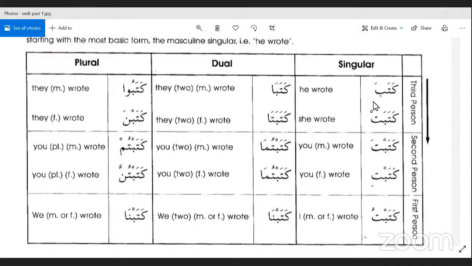Okay. Kataba, he wrote. Katabā, they, two people, male, wrote. Correct. Katabū, they, male, wrote, more than 2. Katabat, she wrote. Correct. Katabatā, excellent. They, 2 female, wrote. Excellent. Katabna, they, female, wrote, more than 2.